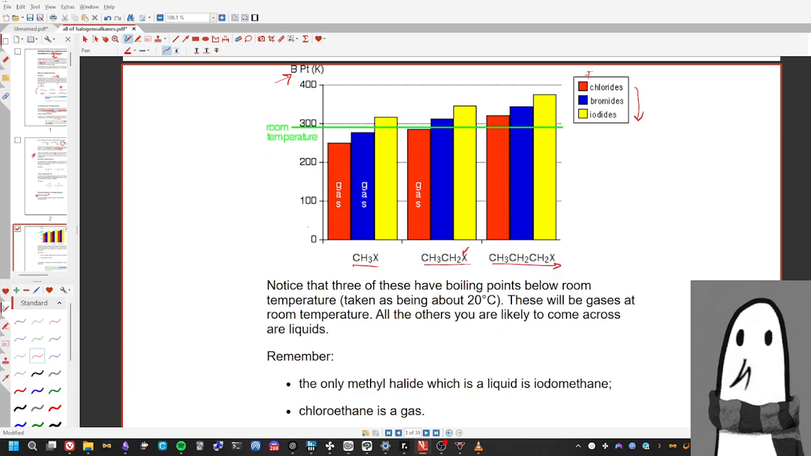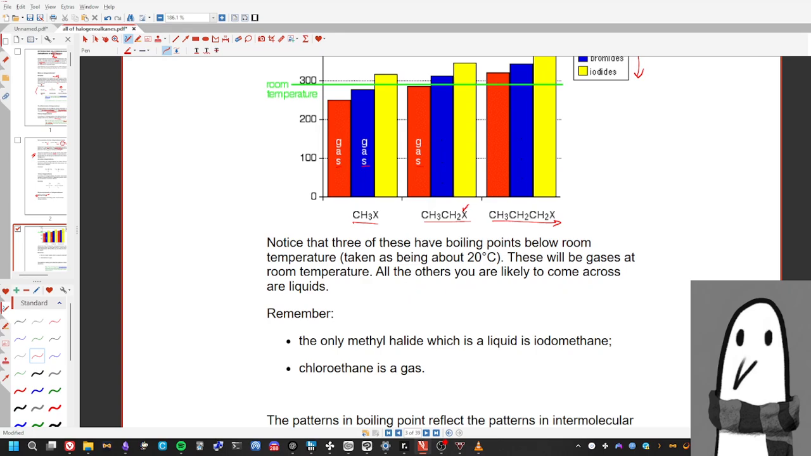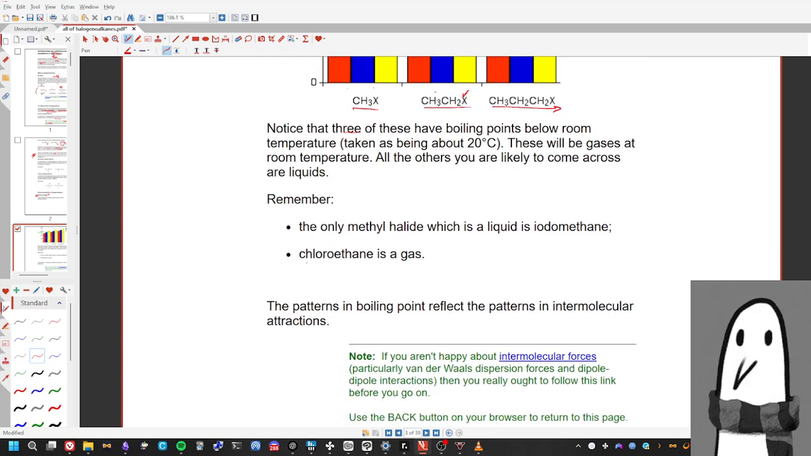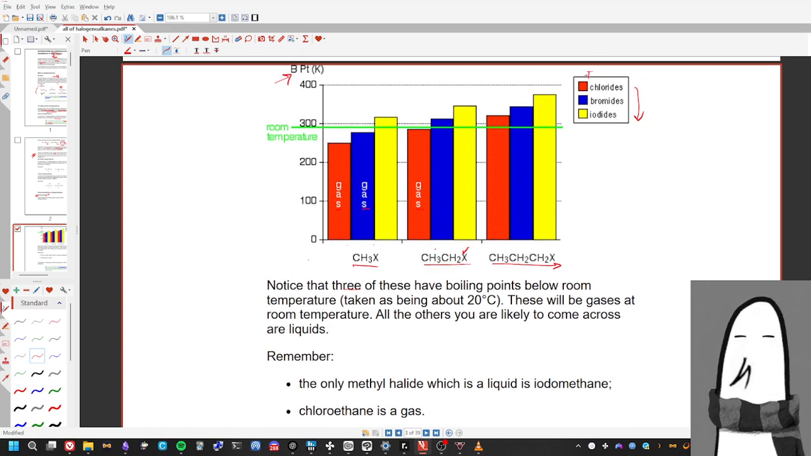Some notes to take: this is a gas. As a natural form, these will stay as gases. I think the notes explain it better. Three of these have boiling points below room temperature, and these will be gases at room temperature. The others you're going to come across as liquids. Remember that the only methyl halide which exists in a liquid form is iodomethane, which is going to be this.